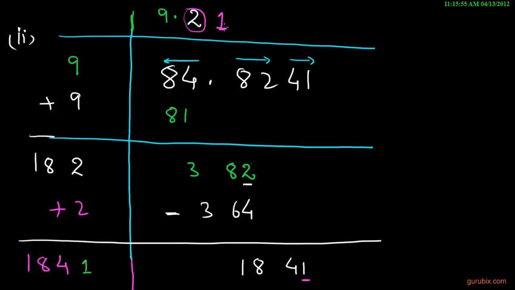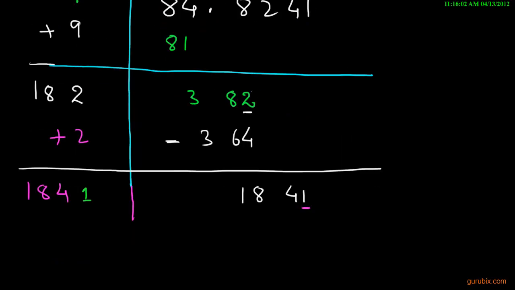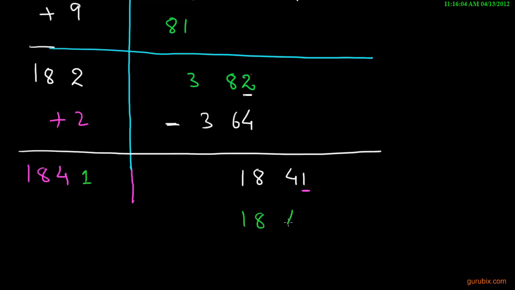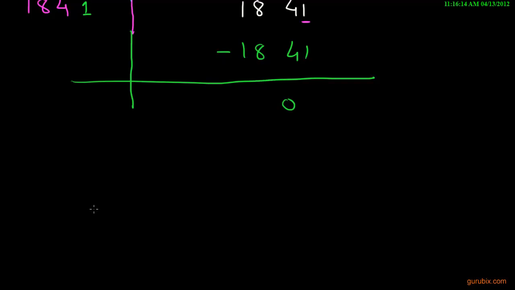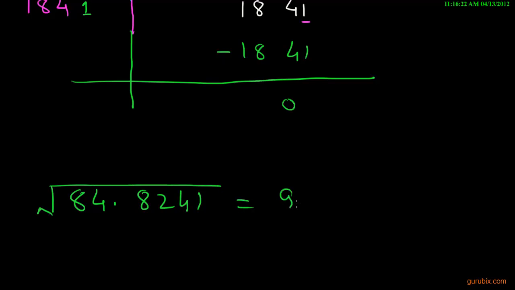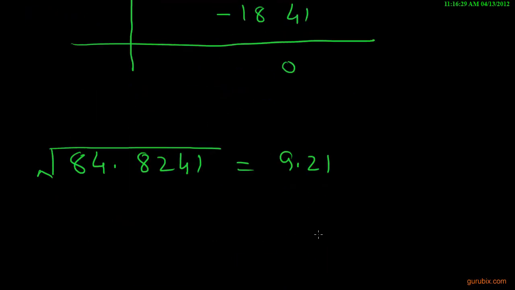Now we shall multiply this 1841 with this 1 to get the same number. Now we shall subtract it to get 0. So the square root of the given number 84.8241 is equal to 9.21. So this is the solution of the second part.